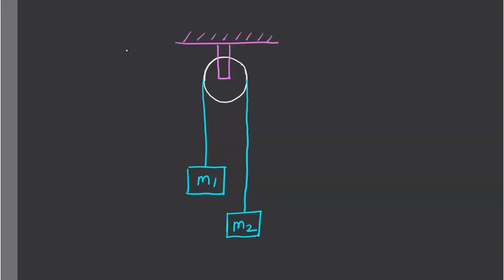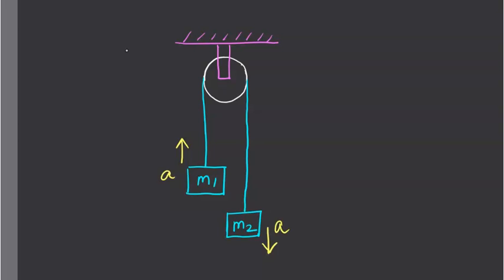Now let's assume that mass m2 is greater than mass m1, and as a result it is going downwards, and mass m1 will go upwards. Since this is an inextensible string, mass m2 will have the same acceleration as mass m1. So let's say that these accelerations are a.